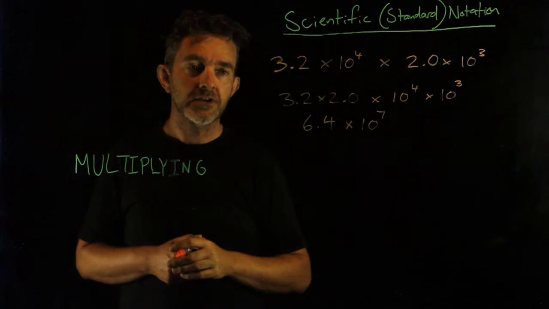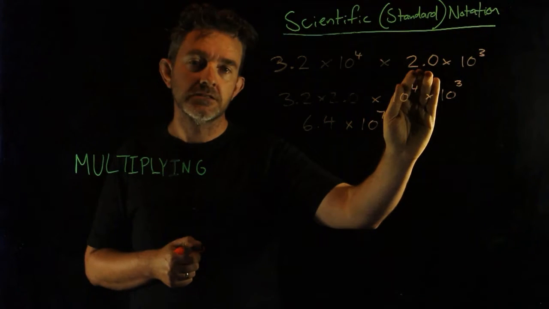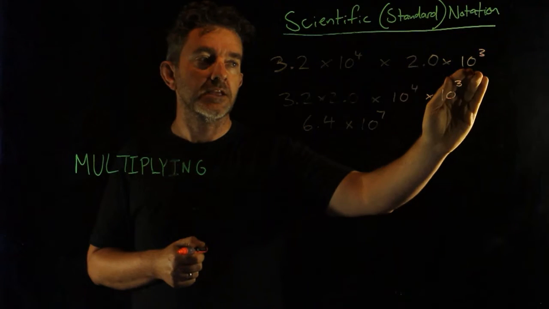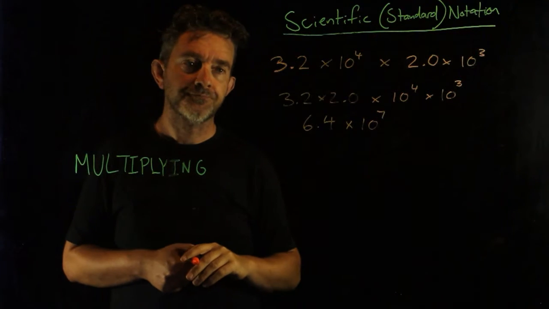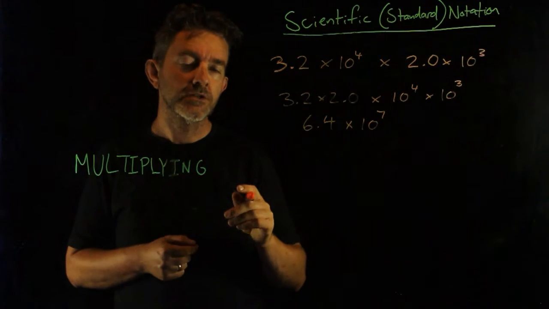Okay, so that's pretty straightforward. The rules are, when you're multiplying them together, multiply the numbers out the front and then multiply the index and get your answer. Sometimes there's one further step you need to do. I'll show you another one.